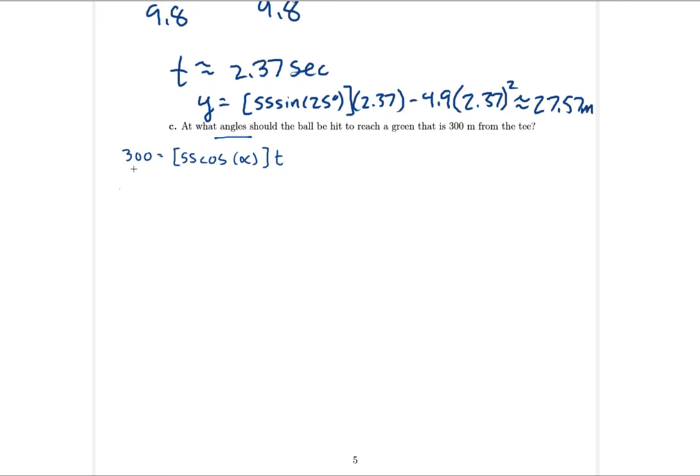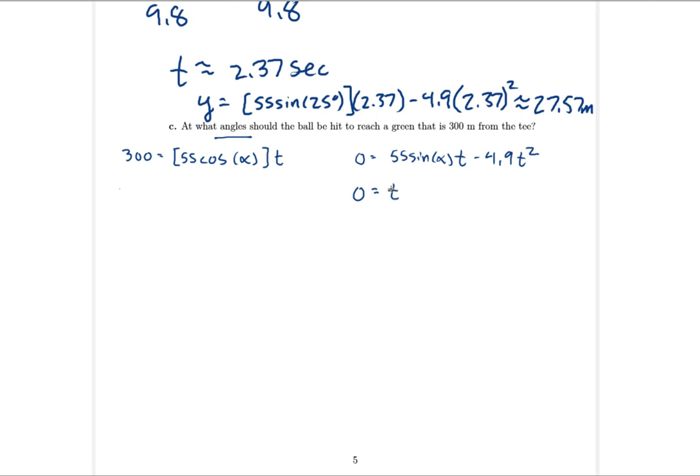Luckily, though, we also know that we're not just shooting for being out there 300 meters. We're also shooting for our horizontal component to be 0 at that point, right? So we know we're going to set 0 equal to 55 sine of alpha times t minus 4.9 t squared. All right, now here we can get an idea of the relationship between alpha and t.